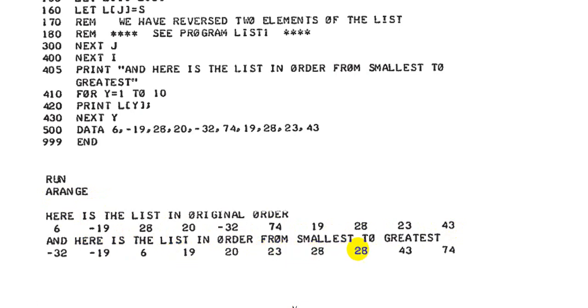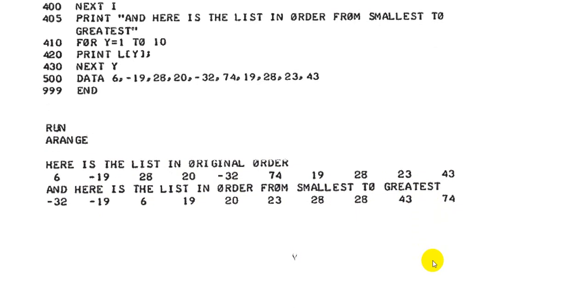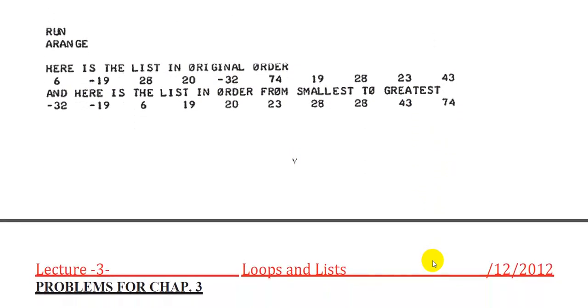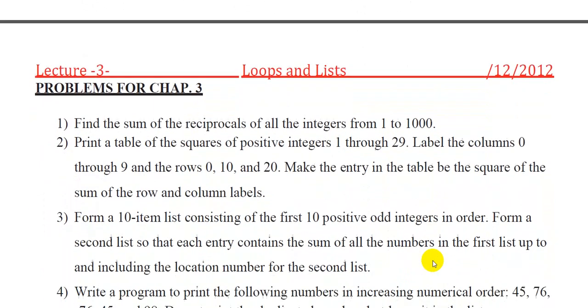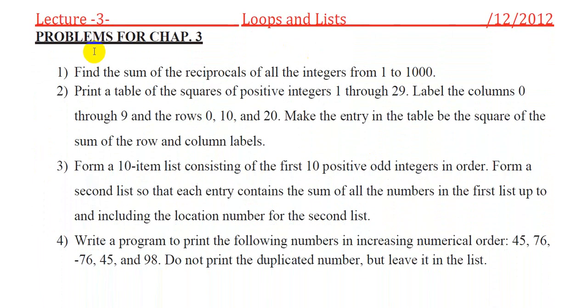6, 19, 28, 20, 32, 74, 19, 28, 23, 34. And here is a list in order, as you can see, from the greatest to the greatest. 32, 19, 6, 19, 20, 23, 28, 28, 43, and 74.